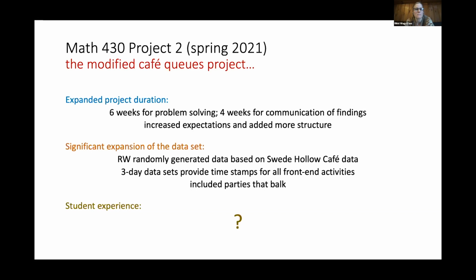I have significantly expanded the data set. Students have a lot more data that they're going to be looking at now. And one thing I wanted to point out is that the data that I added, I had to randomly generate because over the course of the last year, because of COVID, the cafe has been closed. And so I took the data that I had gotten from talking with the cafe owner, and then data that I had collected myself. And I used that data as a basis for randomly generating more data.